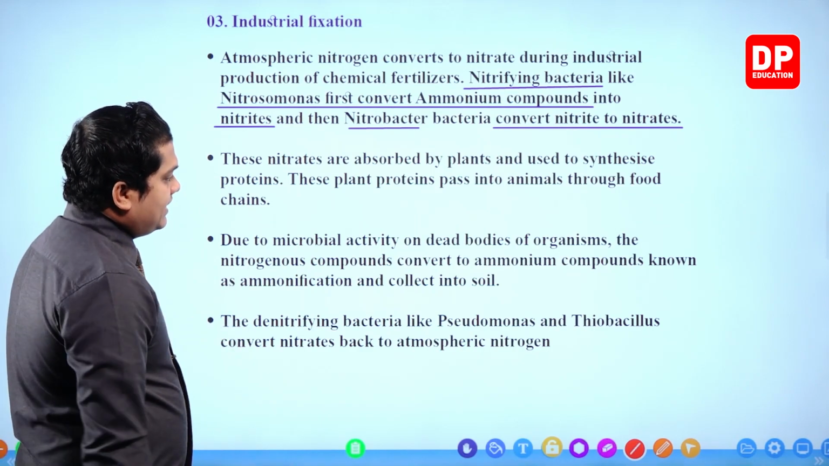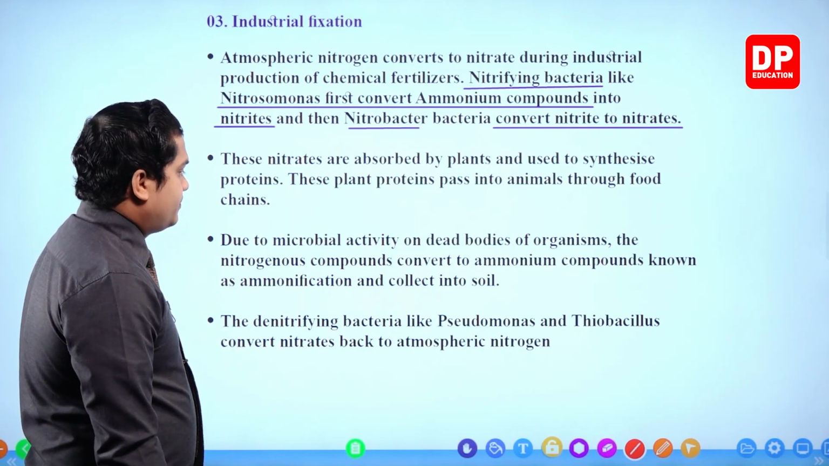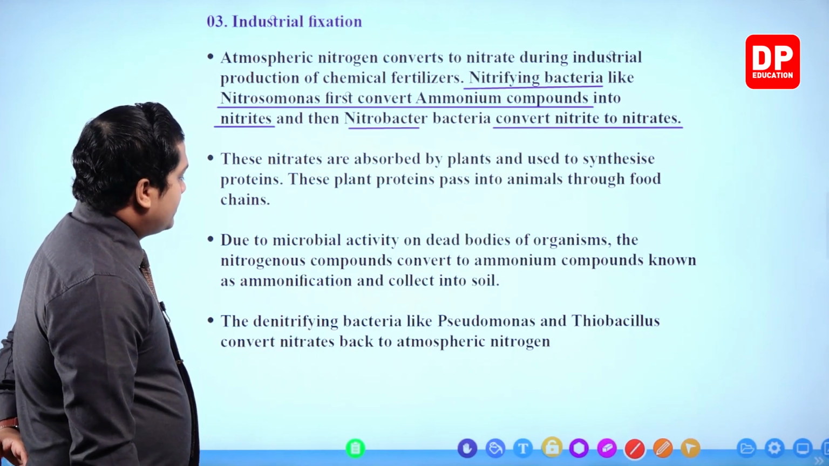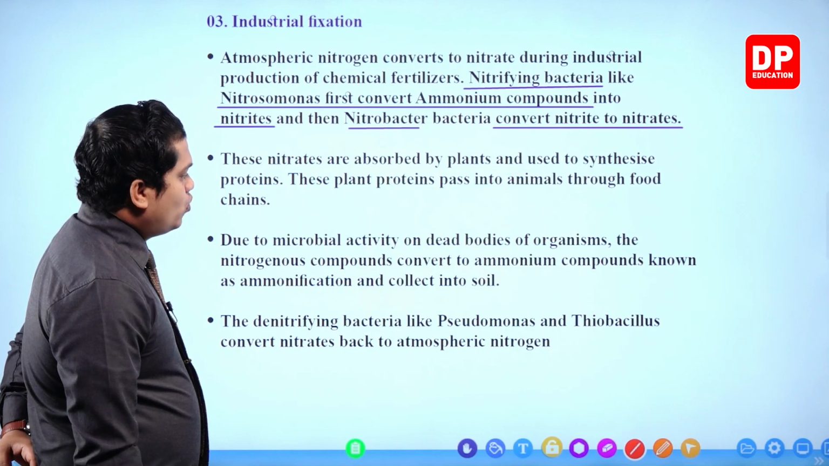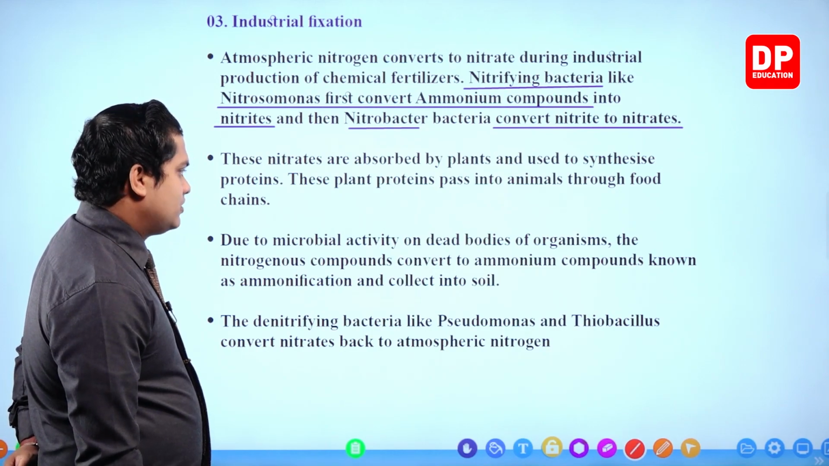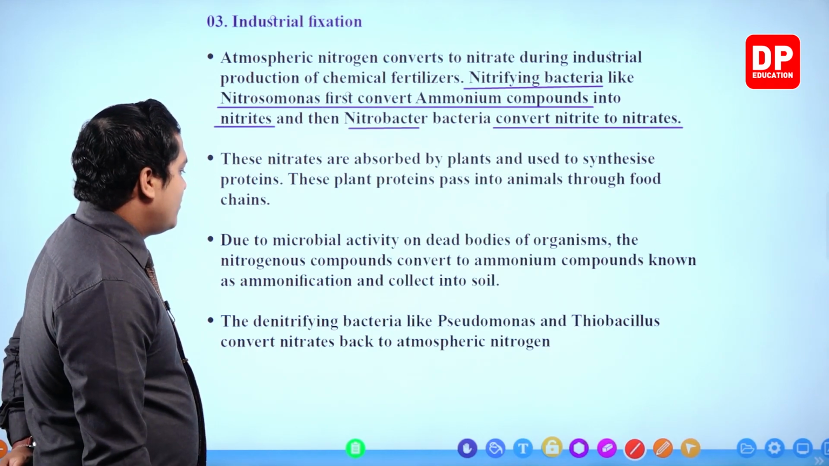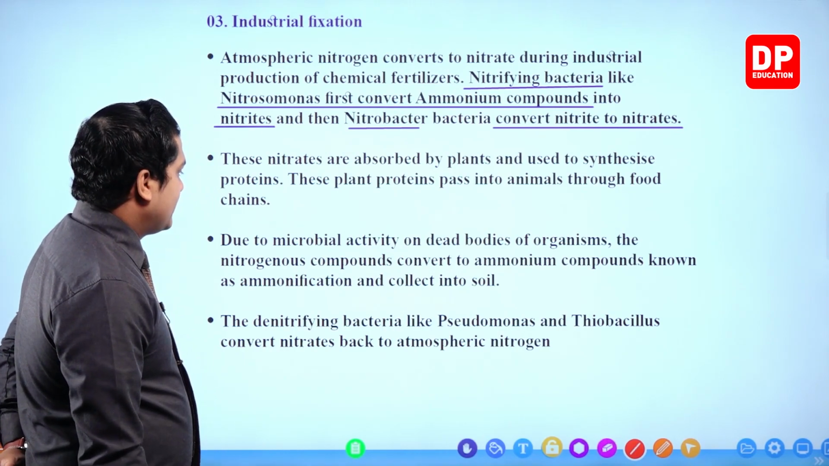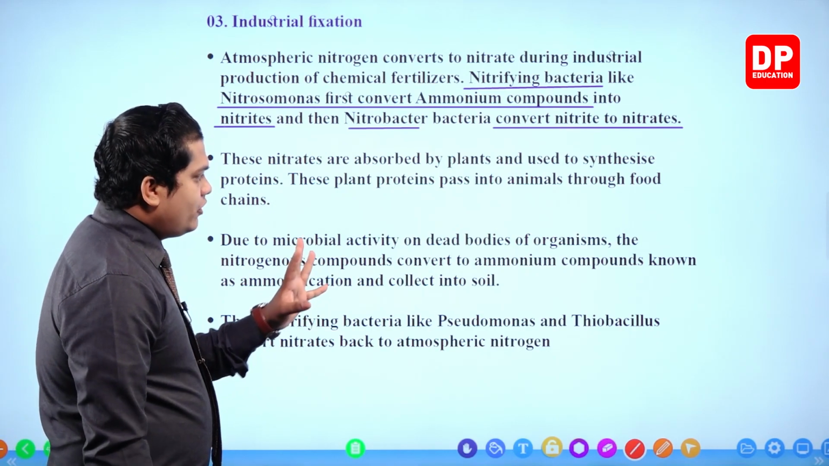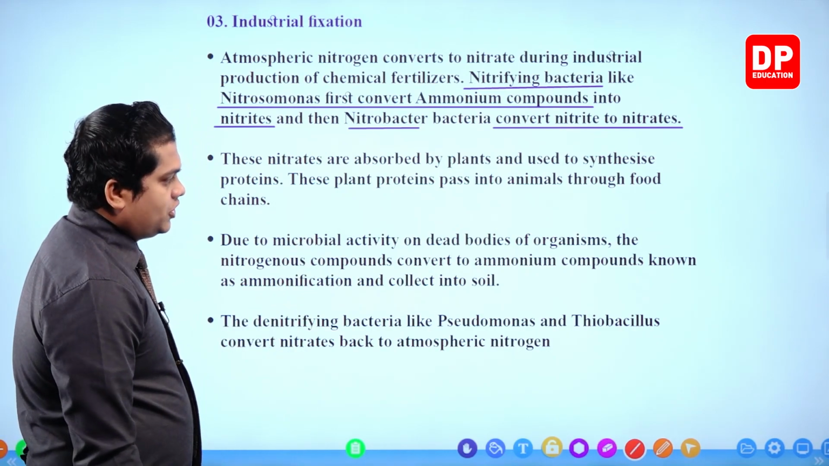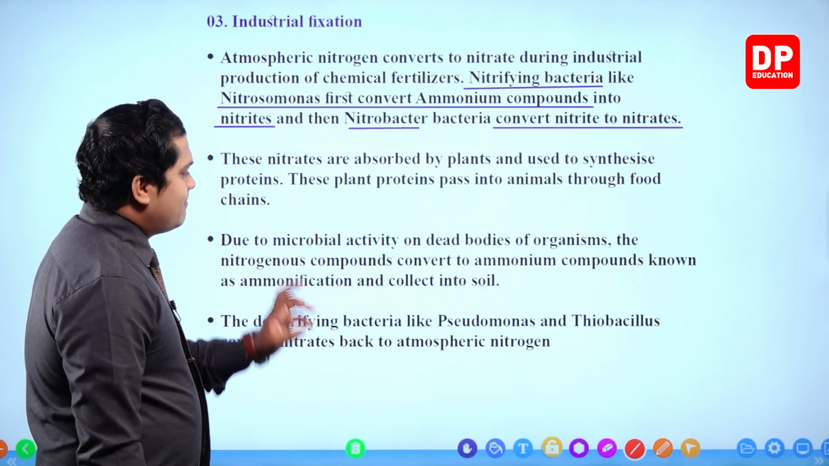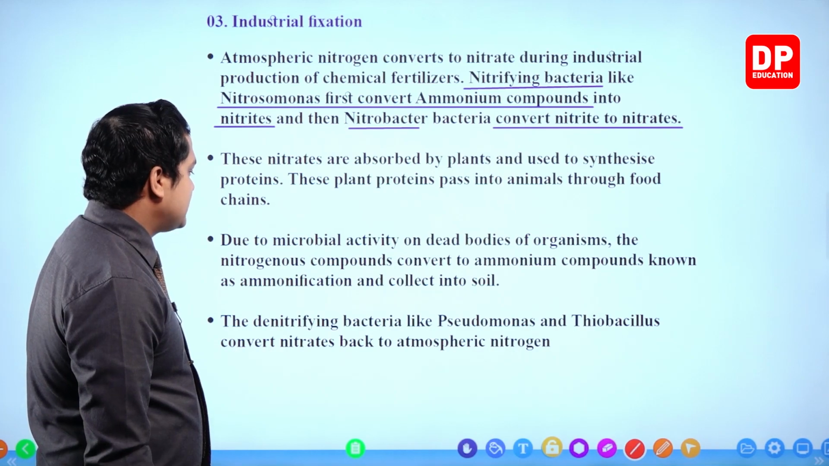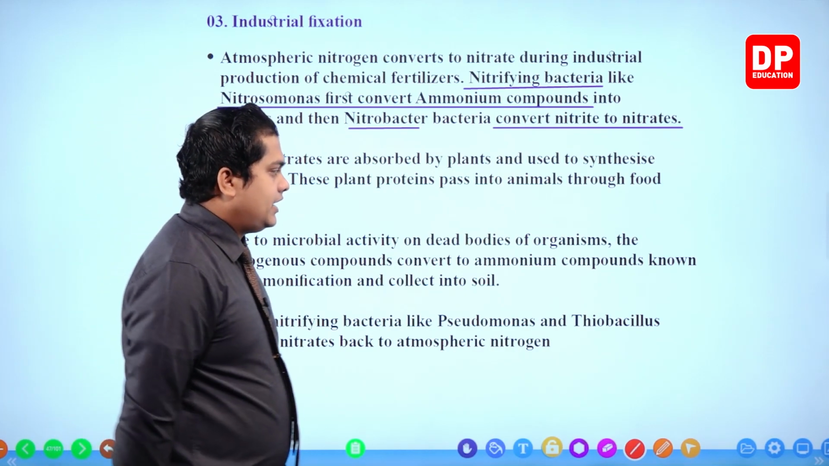Due to microbial activity on dead bodies of organisms, the nitrogenous compounds convert to ammonium compounds, known as ammonification, and collect into the soil. So due to microbial activity on dead bodies of organisms, my dear children, the nitrogenous compounds convert to ammonium compounds known as ammonification and collect into the soil.